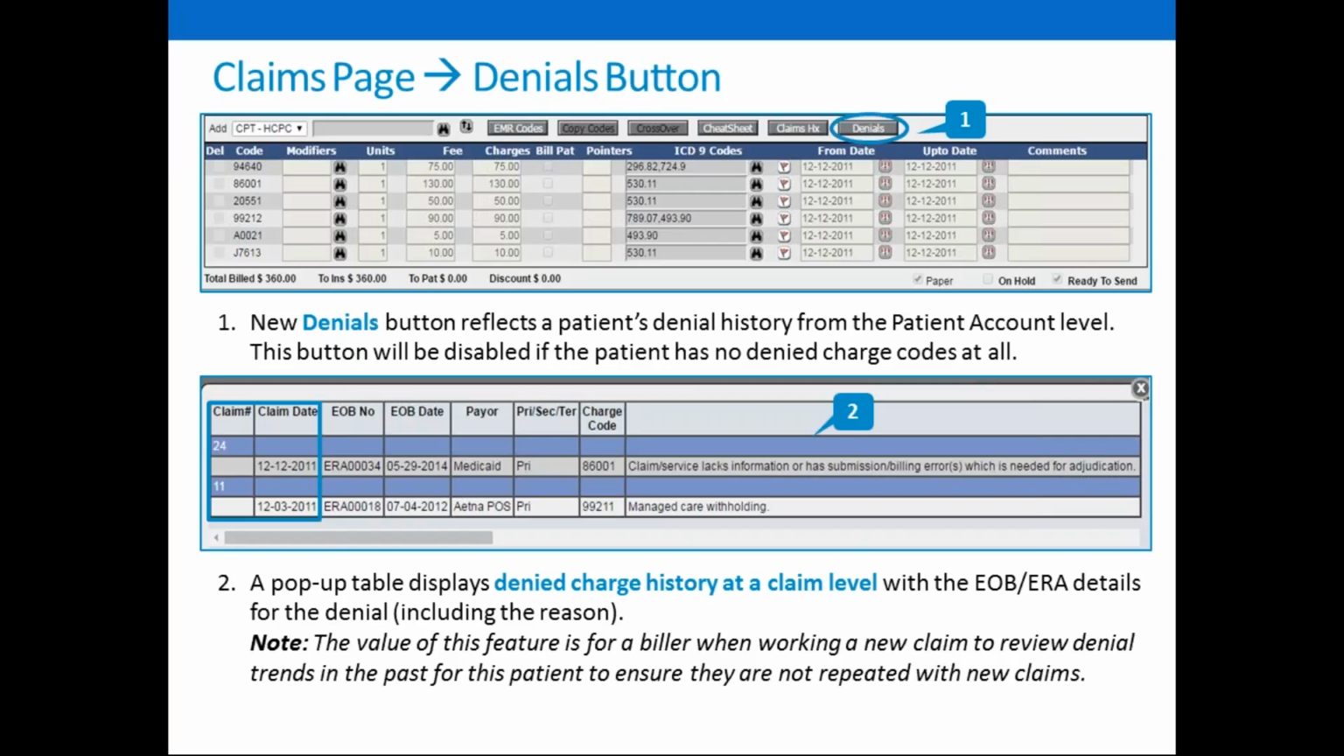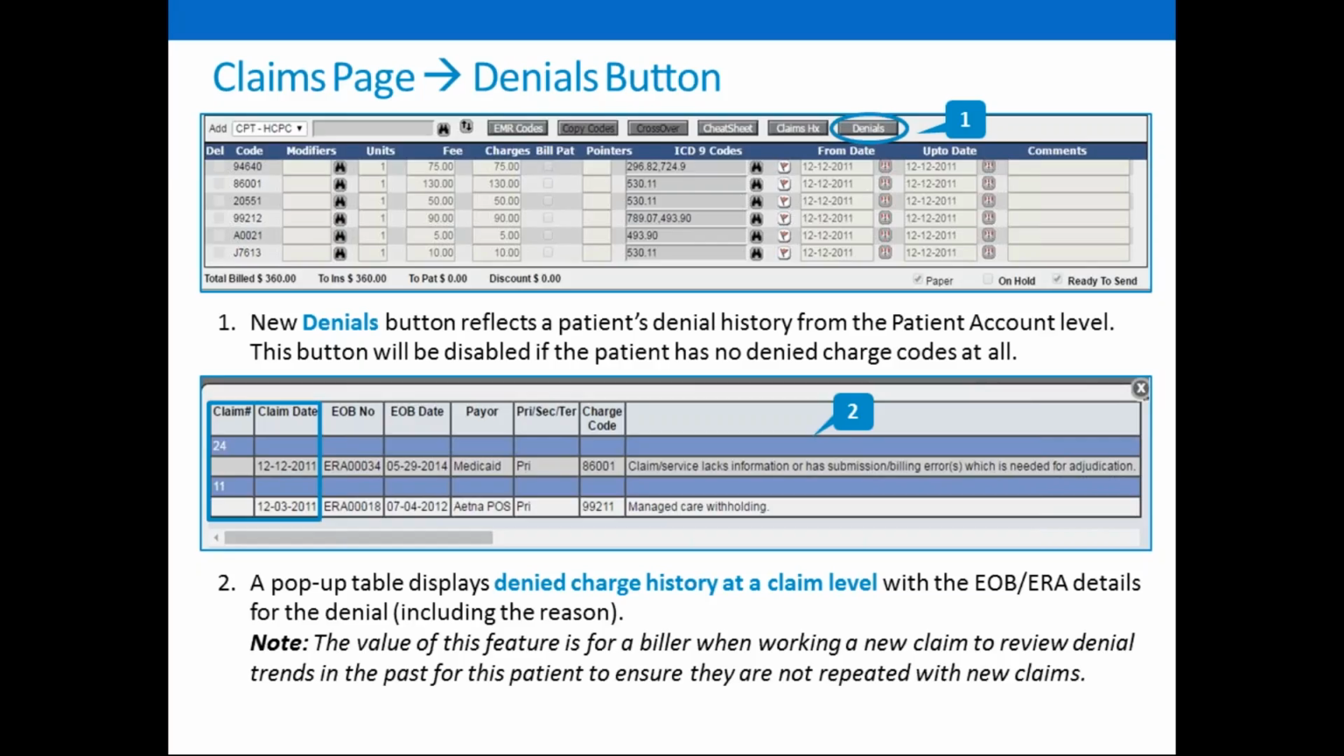If you notice back on my top screen example next to the new denials button, you already have the claims history button. That remains unchanged, where it gives you all claim history for the patient, denied or not denied. This is going one step further and filtering it to only denials.